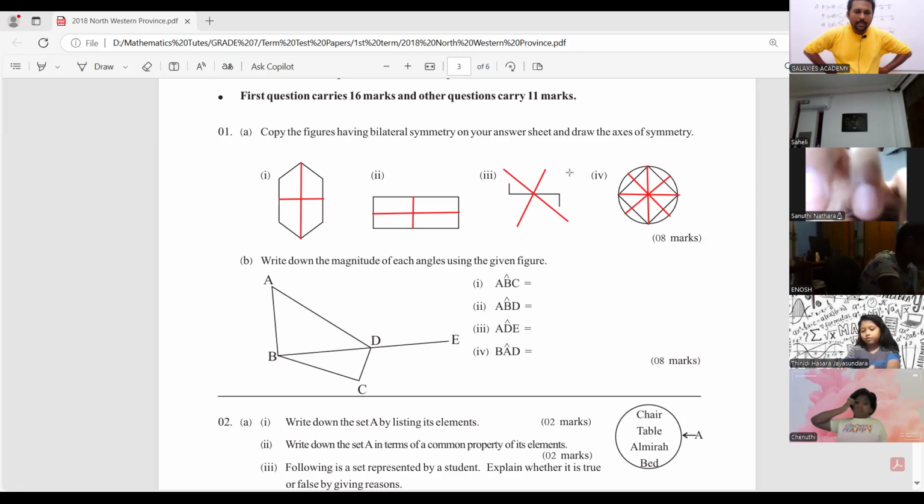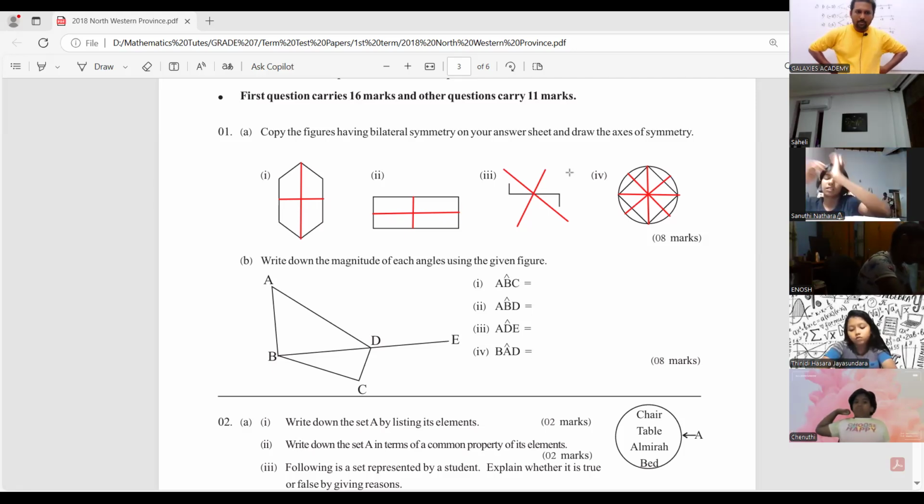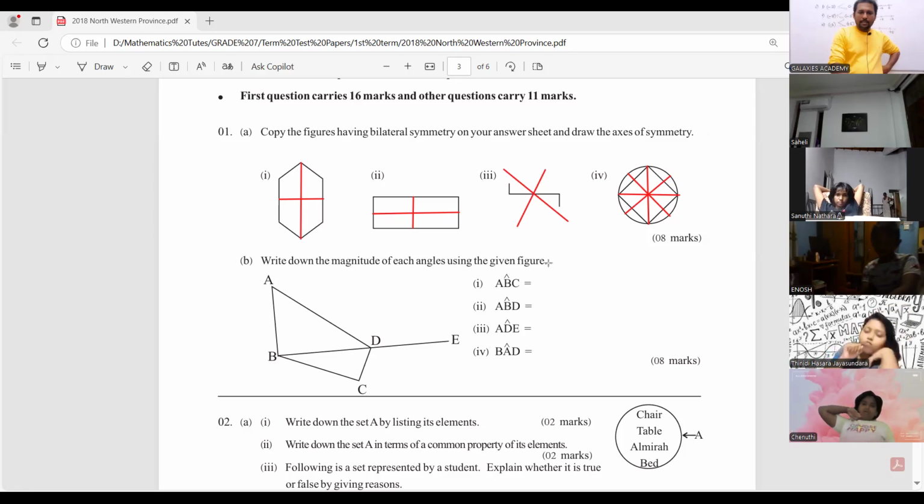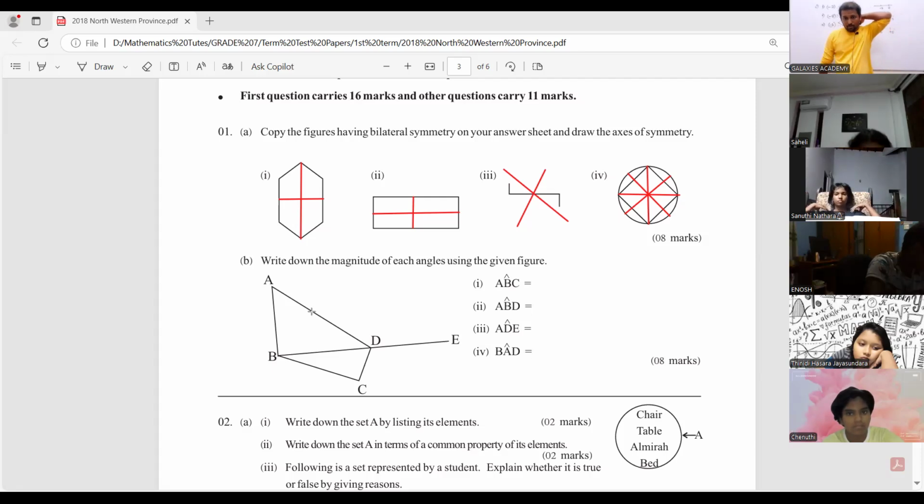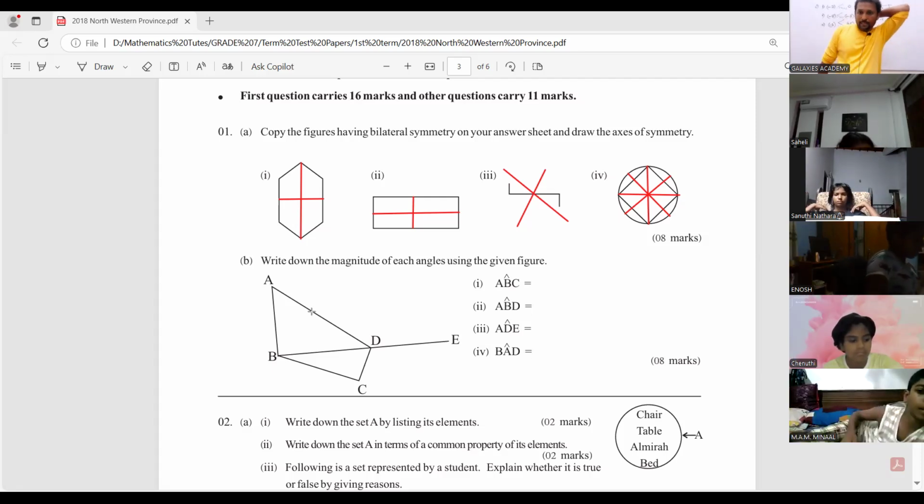Right. Part B given a diagram. You have to write down the magnitude of each angle using the given figure. Right? ABC angle, this one, ABD angle, this one, ADE angle, this one, BAD angle, this one. Okay. Also, you have to use the protractor to find the magnitudes.